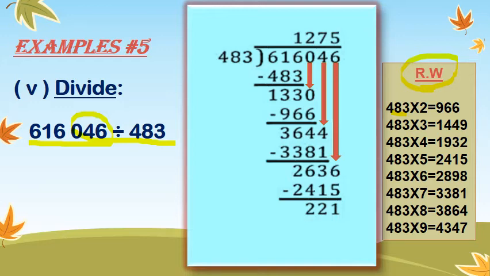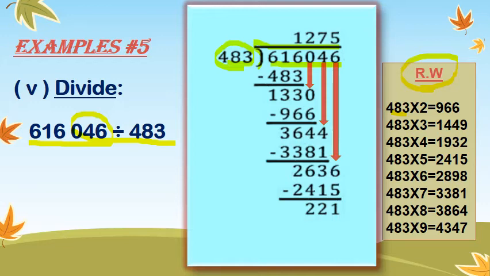Now first write the sign of division like this. Then write the divisor, which is 483 outside of the sign. Then write dividend 616,046 inside. Then start from your left hand side.